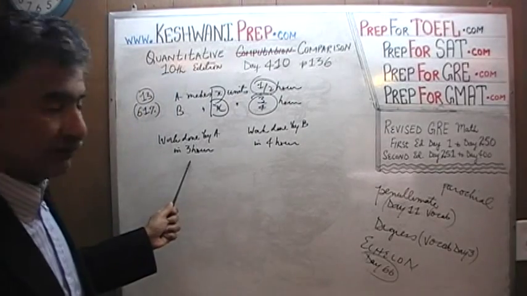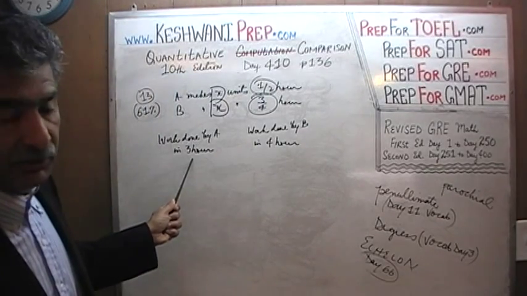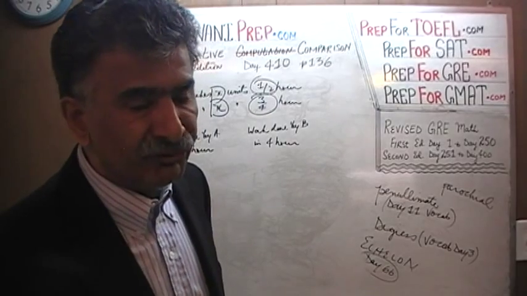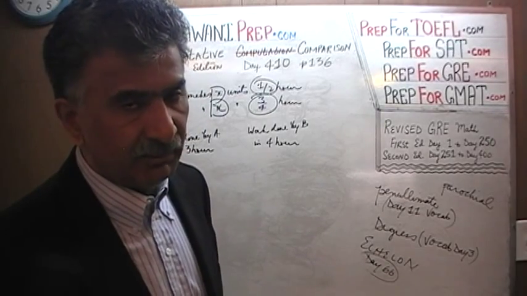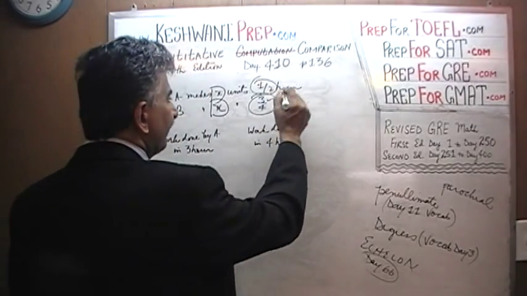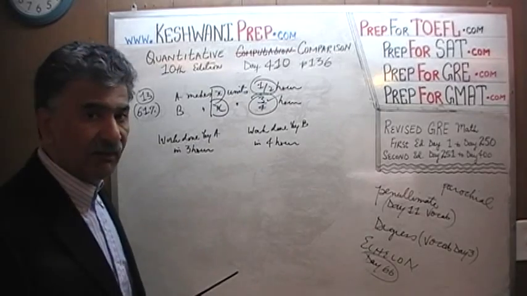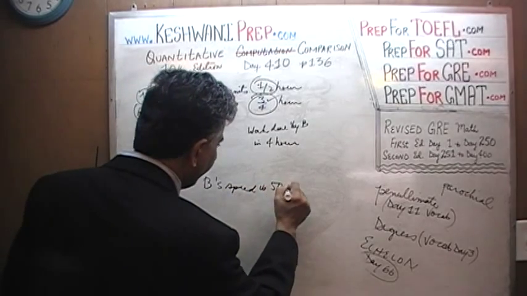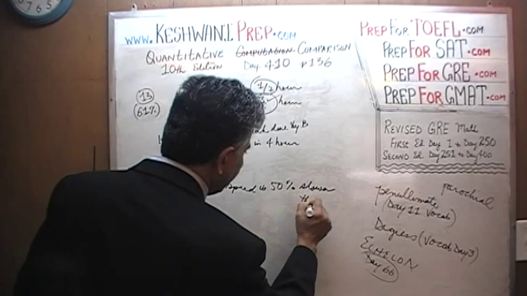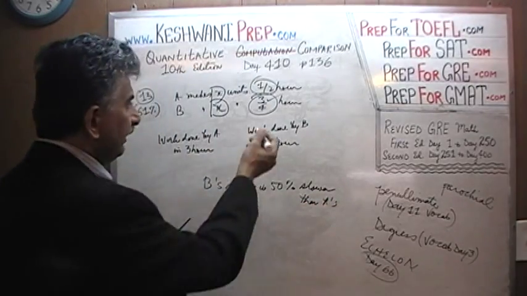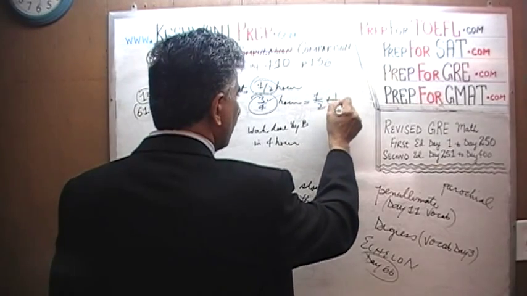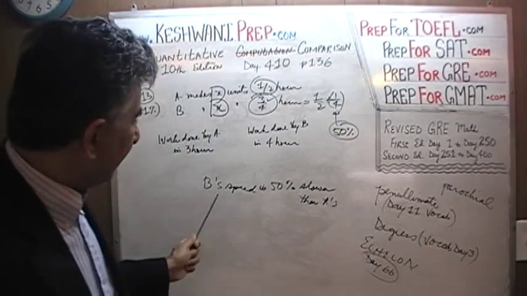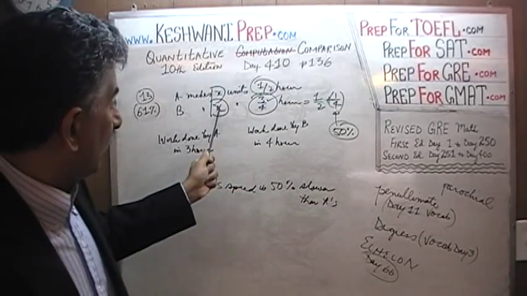The question is, how much work will A do in 3 hours, and how much work will B do in 4 hours, and how do they compare? But the simplest way is to simply look at it in a logical, rational manner without doing any mathematical work at all, which is to realize that this guy takes 3/4 of an hour to do the same amount of work as this guy does in 1/2 an hour. In other words, B's speed is 50% slower than A. B takes 1/2 an hour and then another 1/4 of an hour, which is another 50% of the time. B takes 50% more time to do the same amount of work that A does.